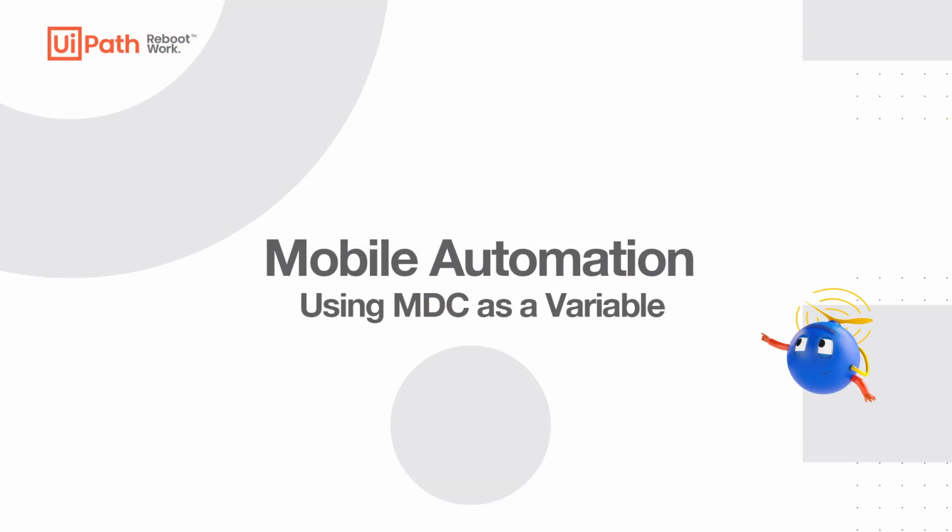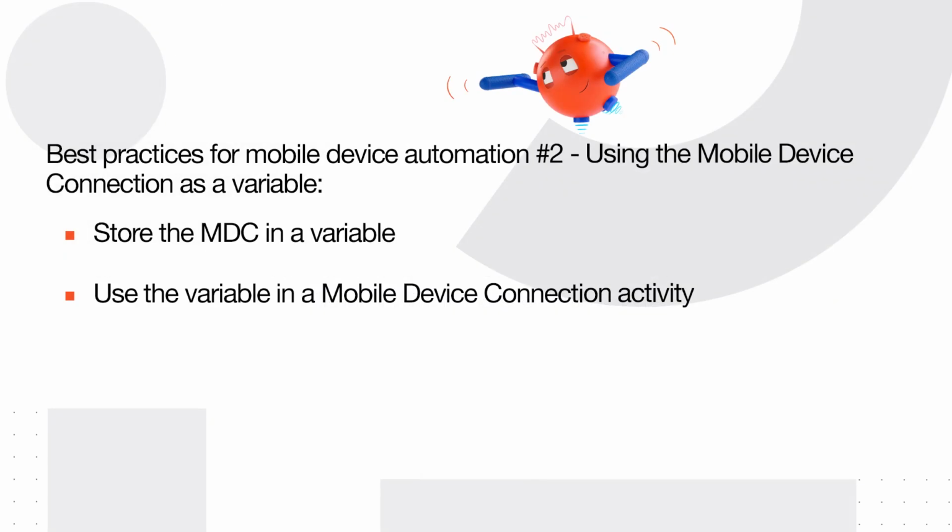Welcome back to Mobile Automation with UiPath Test Suite. In this second demo of our Mobile Automation Best Practices series, we'll learn how to use a mobile device connection as a variable. Mobile automation projects often combine working with different devices, processing data, or other sub-processes that involve other environments than the first defined.